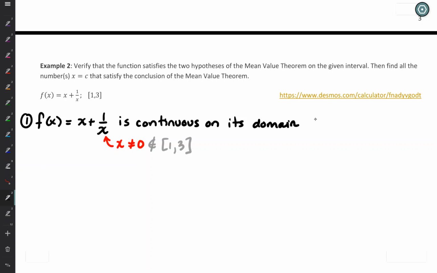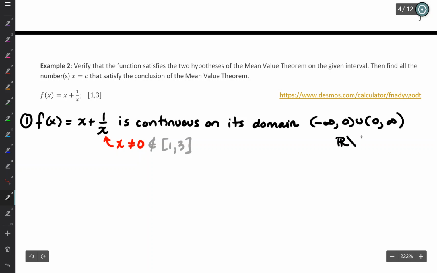If you wanted to specify the domain of the function, maybe just for fun practice, everywhere but 0. So minus infinity up to 0, union 0 to infinity. Another way you can write that is everywhere but 0, just for fun. It's continuous on its domain, which is a bigger set than [1, 3]. So f is continuous on [1, 3].